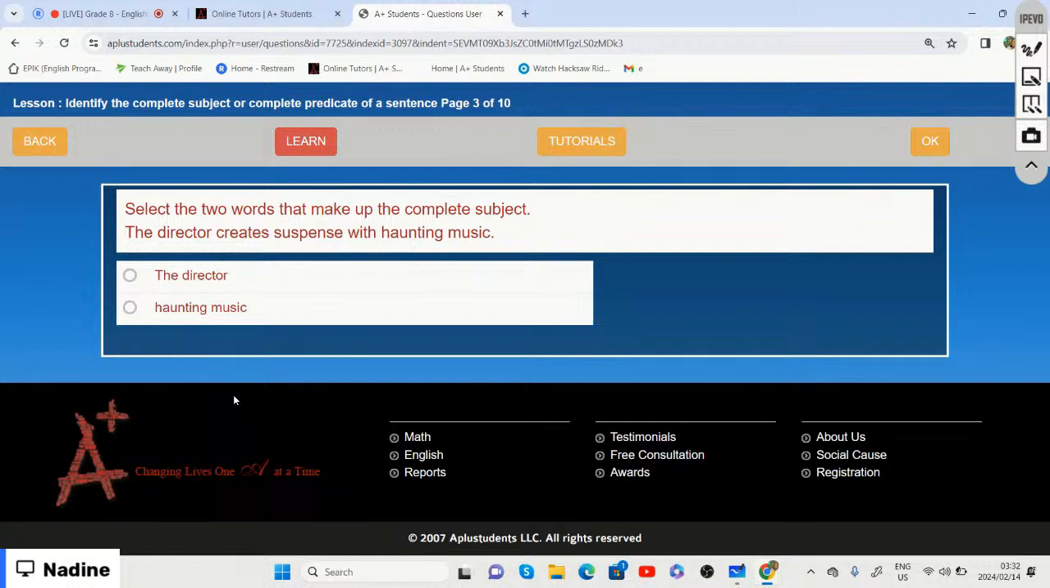All right, yes, and that is correct. So the director is correct because the director tells us who or what is doing the action. So well done. The director is correct.